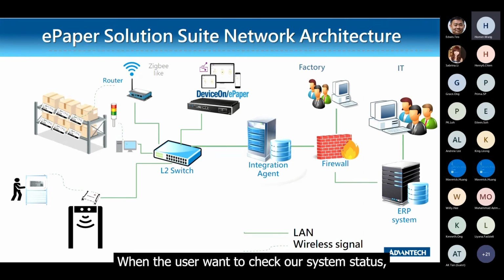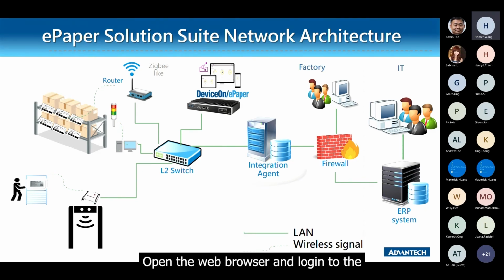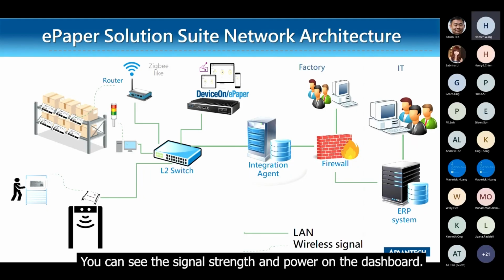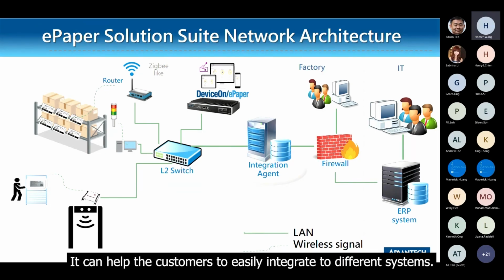When the user wants to check all system status, he only needs to take his laptop and join the subnetwork, open the web browser, and log into the Device on ePaper management system. You can see the signal strength and power in the dashboard. Device on ePaper provides a RESTful API. It can help the customer easily integrate different systems.